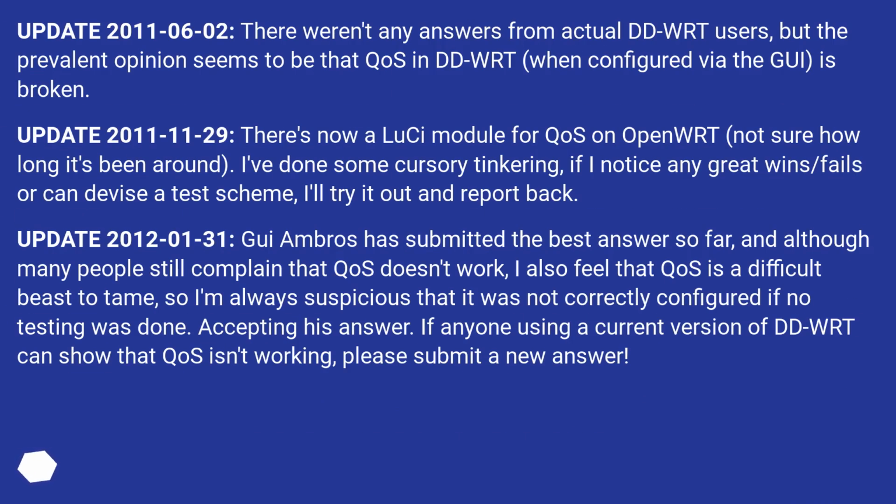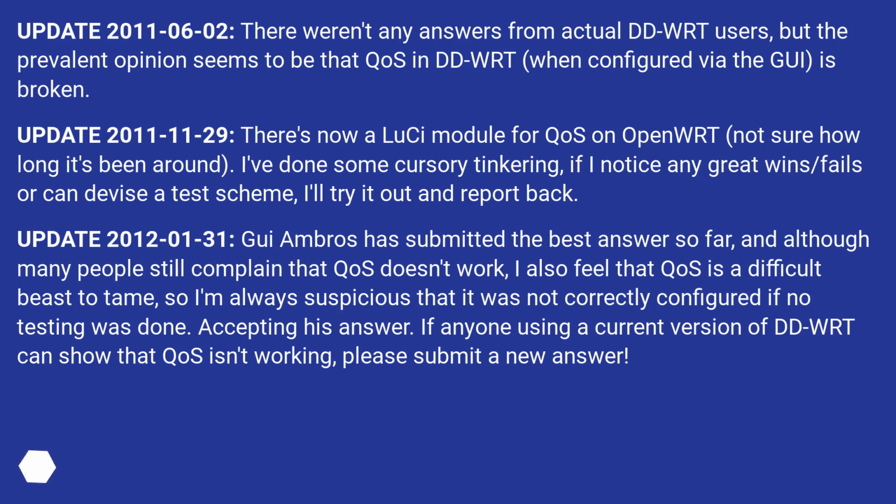Update the 2nd of June 2011: There weren't any answers from actual DD-WRT users, but the prevalent opinion seems to be that QoS in DD-WRT, when configured via the GUI, is broken. Update the 29th of November 2011: There's now a LuCI module for QoS on OpenWrt, not sure how long it's been around. I've done some cursory tinkering. If I notice any great wins or fails, or can devise a test scheme, I'll try it out and report back.